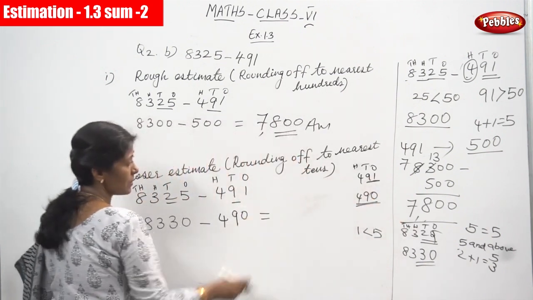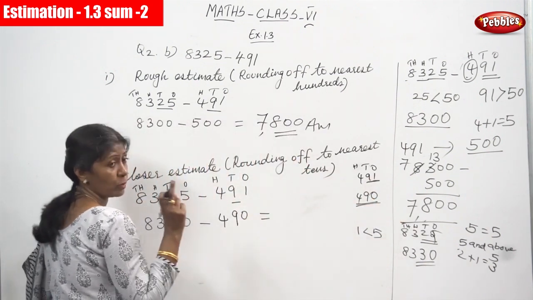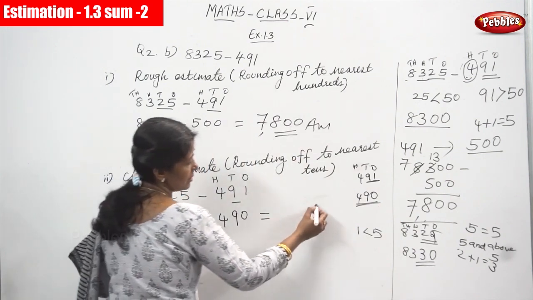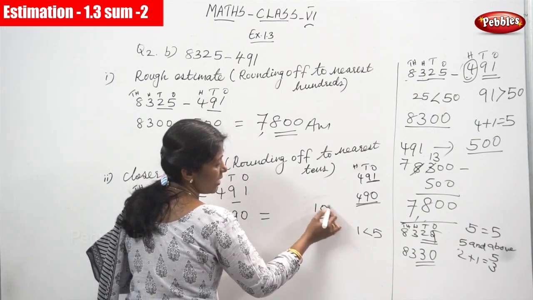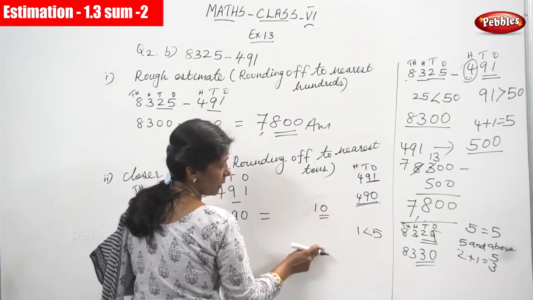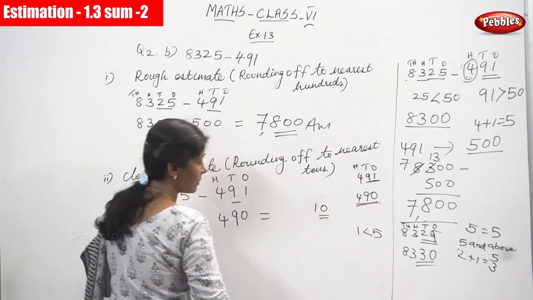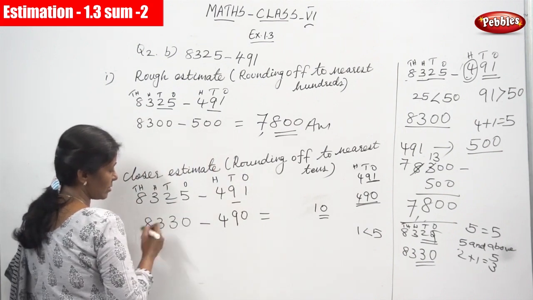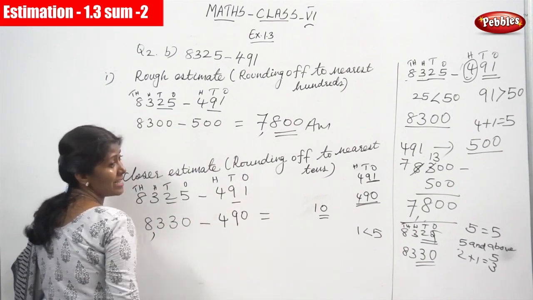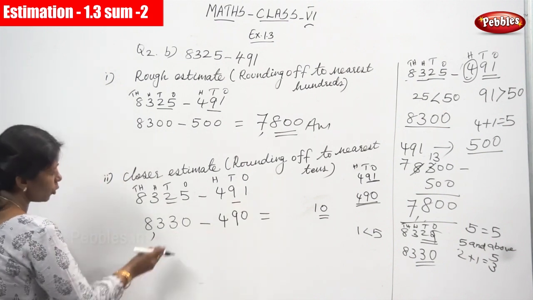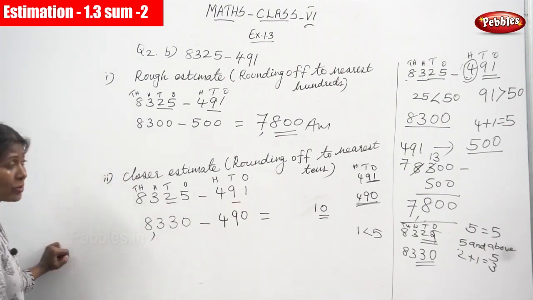So the last digit becomes 0, because nearest to 10 means you add only one 0. 10 means one digit, that is the ones digit becomes 0. Only one 0 comes. That is why the last digit becomes 0. So 8,325 becomes 8,330 and 491 becomes 490. So these two are the closure estimate rounding off to nearest 10.